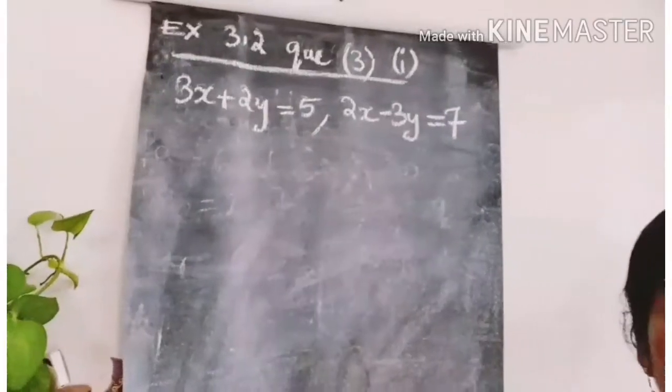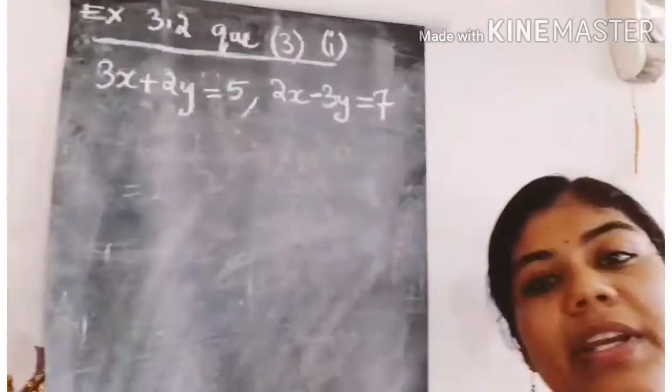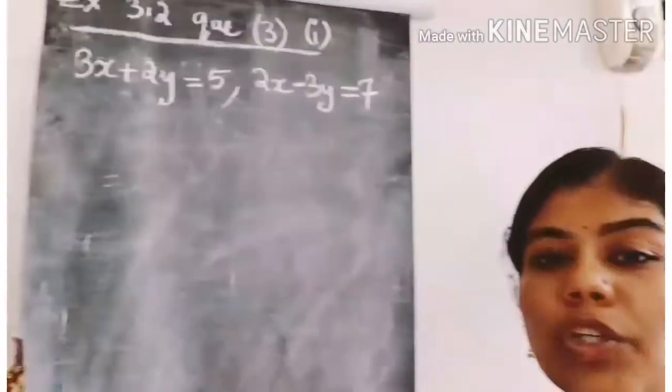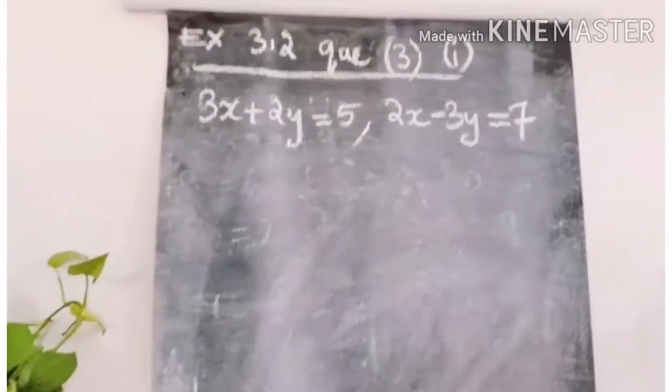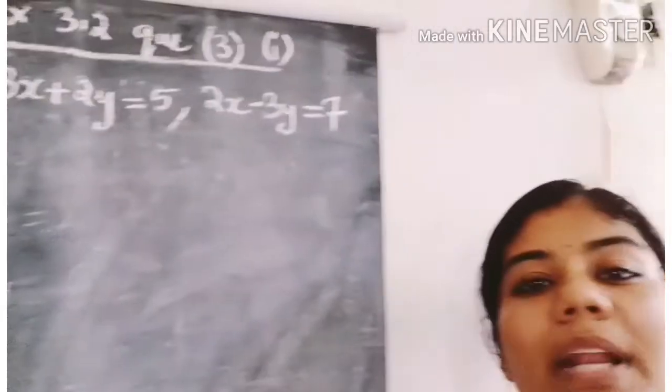If the lines are intersecting, you will get one solution. So if you get one solution, that is consistent. When the lines are parallel, you will get no solution, and then it is inconsistent. So let's move to our exercise.